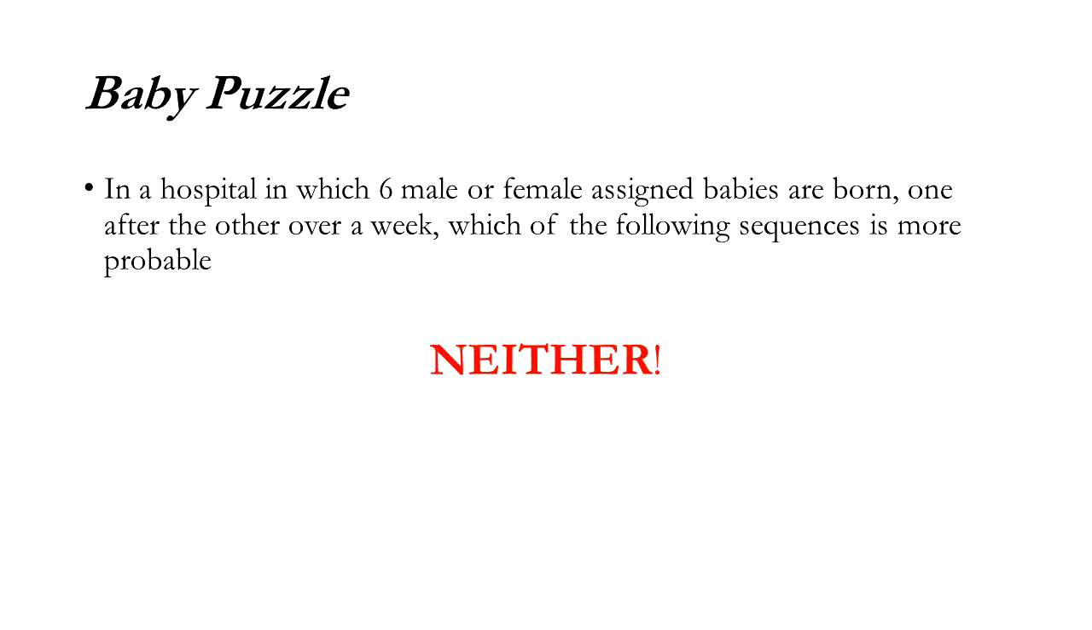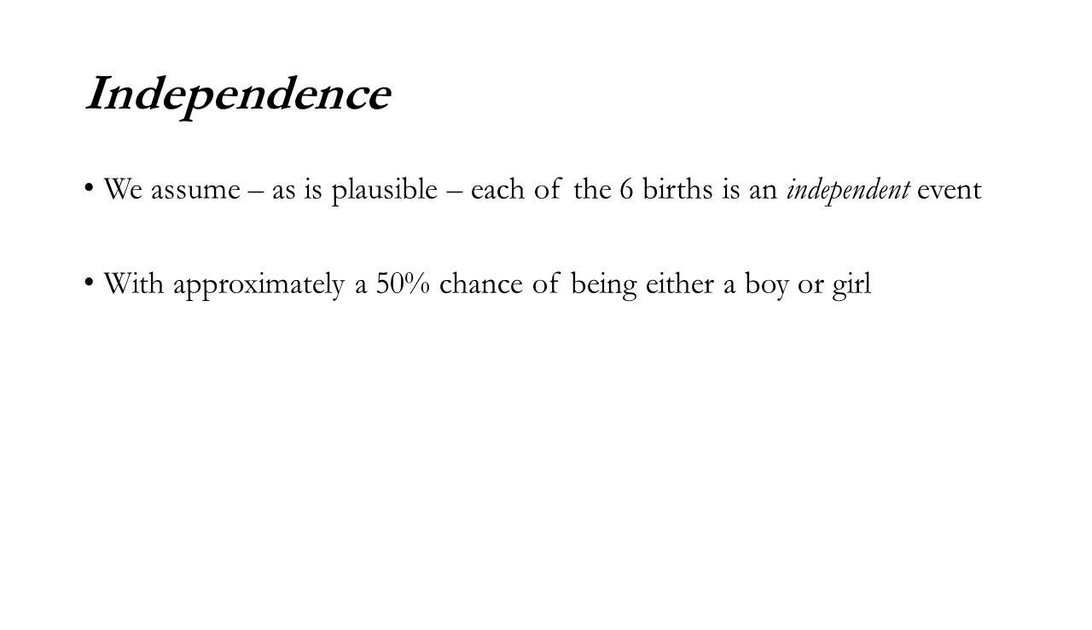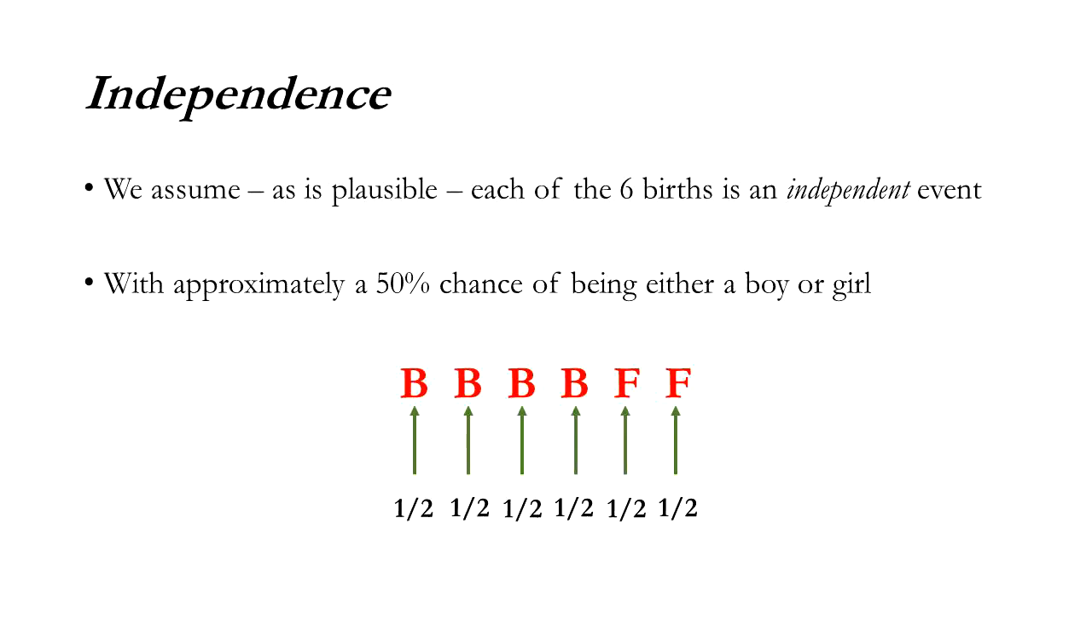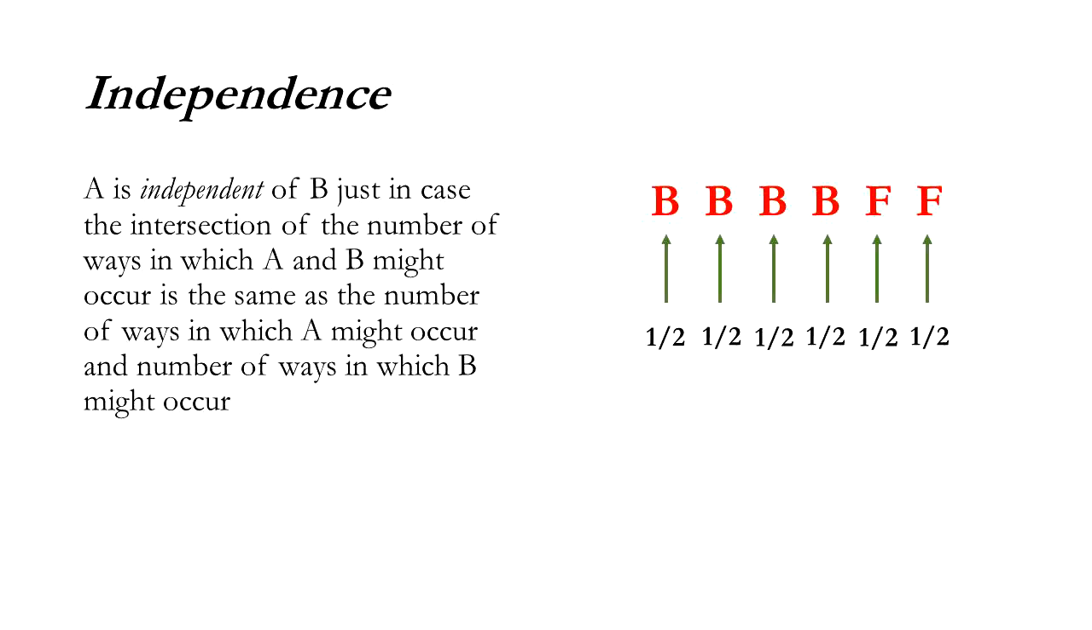Neither. We assume, as is plausible, just as before, each of the 6 births is an independent event with an approximately 50% chance of being either a boy or a girl. All right? So, half chance for each of these. The first is independent, as I said before, just in case the intersection is the same number with respect to the ways happening on their own as it is when they're happening together. Now consider, number of ways. This pops up a lot. Intersection as well. This is how you characterize the intersection for independent events.